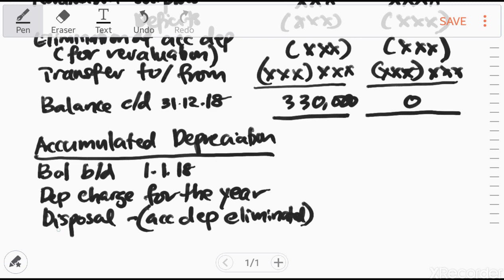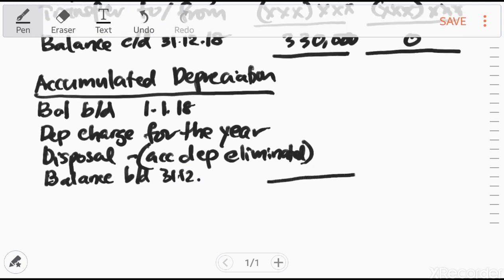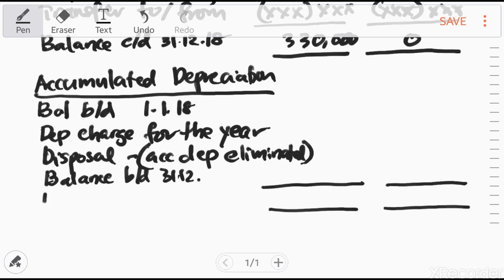Next, you will have the balance brought down 31st of December. So these are the things that you need to be able to calculate, because these are going to be the ones that you are going to deduct as at 31st of December 2018.